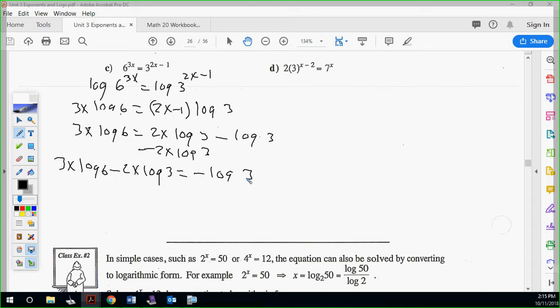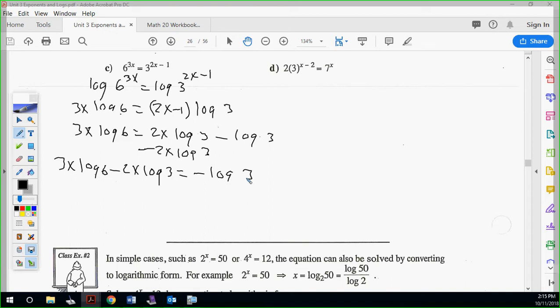Now, can anybody tell me why that's going to help us? X log 6 over 3. Oh, nope, close. I see what you're doing. Nope, won't do that. She tried to do the quotient law. Yeah, because they have the same base, but they have the stuff in front, though. That's okay. You're trying.